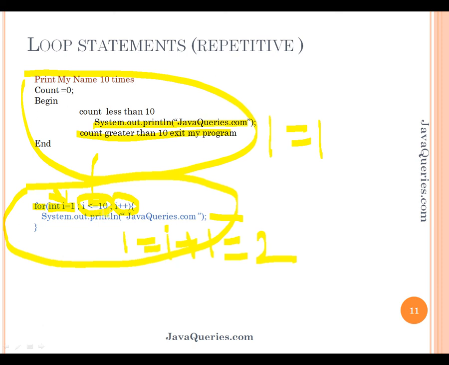So now 2 is less than or equal to 10. Yes, it is. It again prints this statement. Third time, fourth time, it goes on. When the i value becomes 11, it will not enter into these squiggly braces. It simply comes out. That means it only prints 10 times and it exits this for loop. So this is the way loops are used in programs in required places.